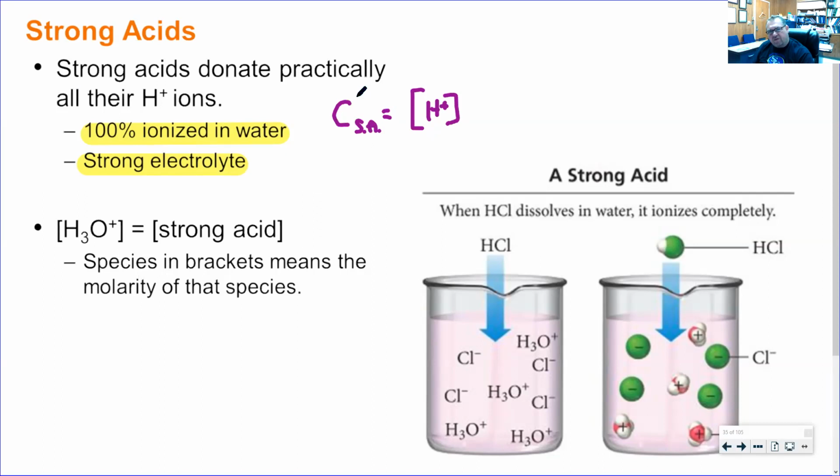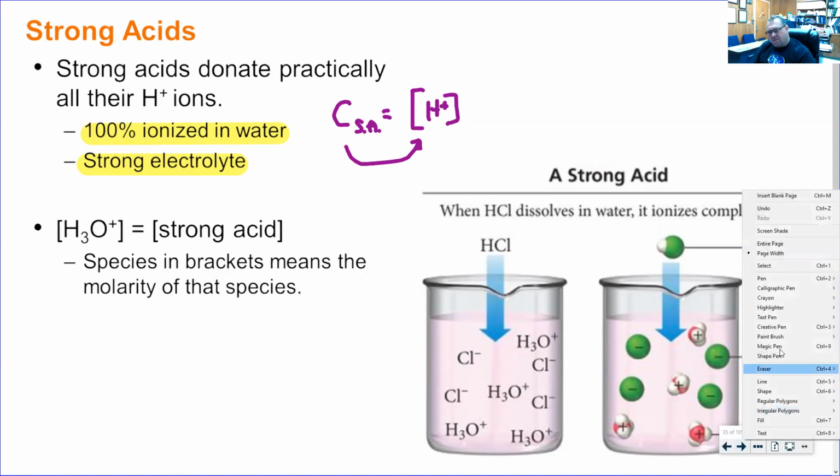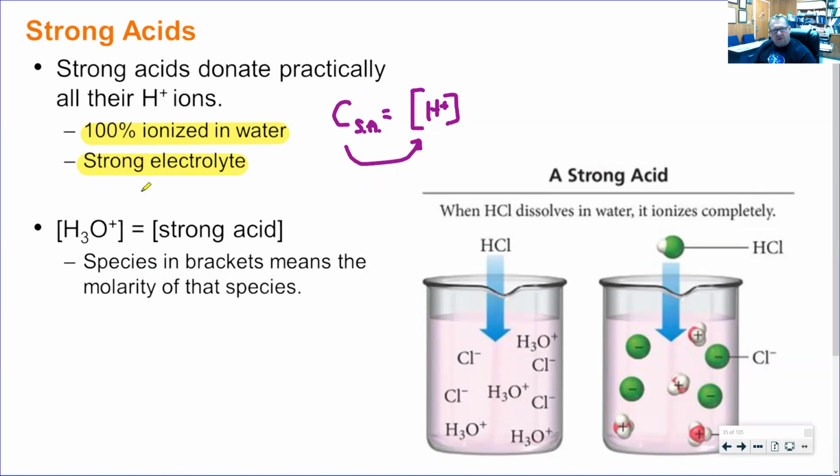So it 100% falls apart, so all the acid just gets converted into the H plus. And a similar thing is going to be true with a strong base when we look at those. But when we think about what that means, it simply means that whatever the concentration of the strong acid is, that equals the concentration of the H plus.